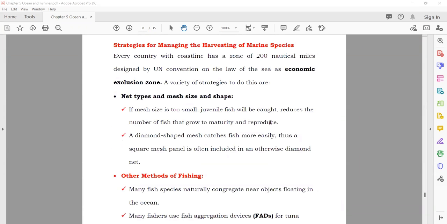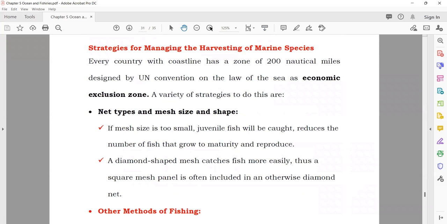Okay, after that, how will you do this? For that, you have to make some kind of strategies. If you want to control overfishing, if you want to control the exploitation of fisheries, you have to make some strategies, and according to those strategies, you have to make some kind of plan. For example, you can say that every country has a border of 200 nautical miles. They can catch the fish in that area. More than that, they cannot. That is really a good thing.